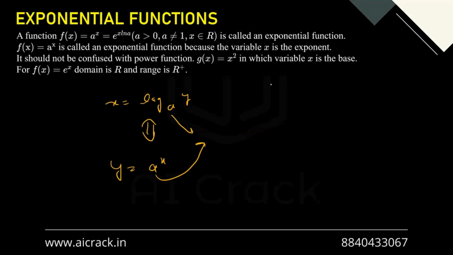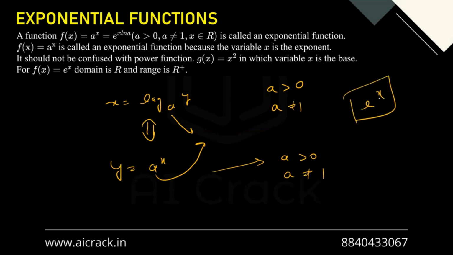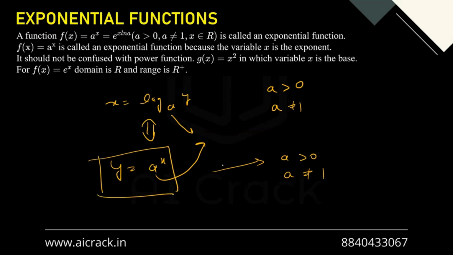So they should have the same kind of restrictions. In case of log, we had a should be greater than 0, a should not be equal to 1. We have the same kind of restrictions over here. A is positive and a is not equal to 1, right? Now a lot of people think that e raised to x is the exponential function. Yes, it's an exponential function, but it's a special case. We have base e over here, that's a special case, but the actual exponential function is y equals a raised to x.